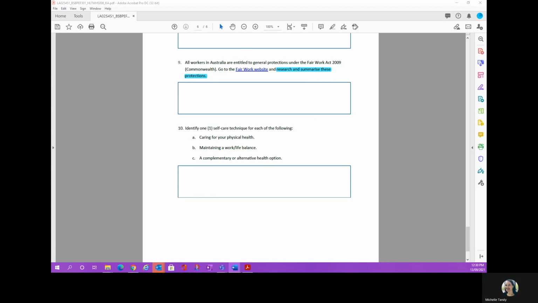Now, make sure you consider those complementary or alternative health options. Quitting smoking is beneficial, for example, but it's not a complementary health option. We're really looking for those proactive options that support self-care. So, an example is getting a massage, remedial massage, for example. So have a look at the readings, think about ones that you might use, and make sure that you've done a separate example for each of those 3 areas.